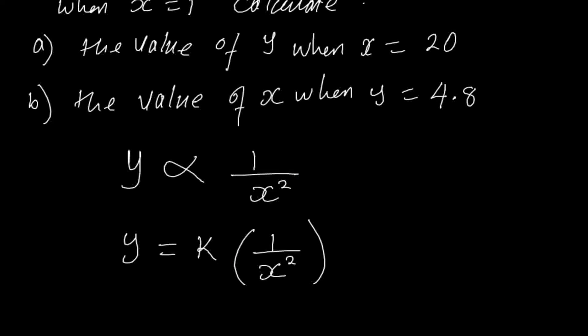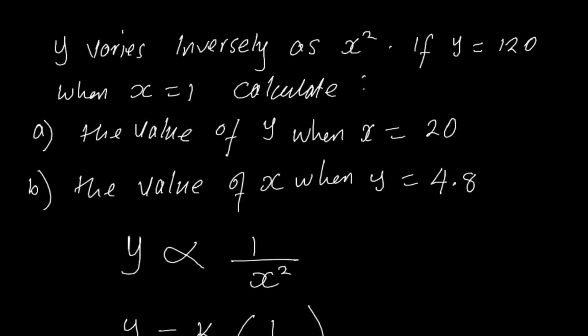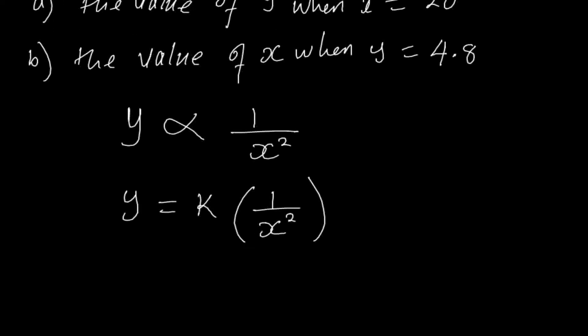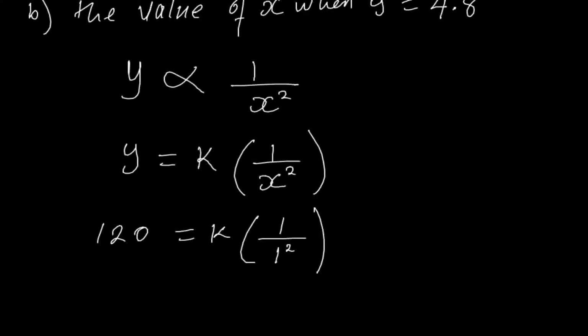So when y is 120, x will be 1. So we put 120 for y is equal to k times 1 out of 1 squared. We are doing this to find the value of k. So since we have 120 is equal to k times 1 over 1 squared, 1 divided by 1 squared is 1. So our k will automatically be 120.